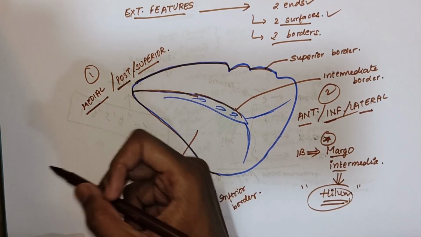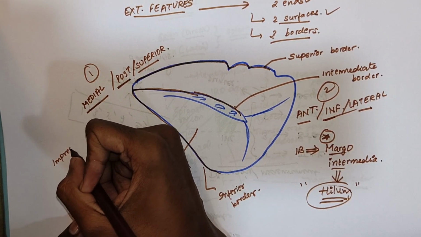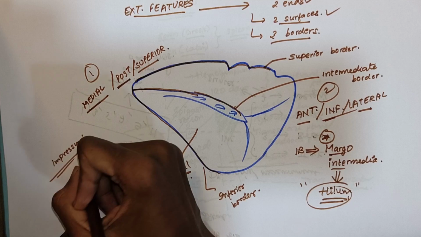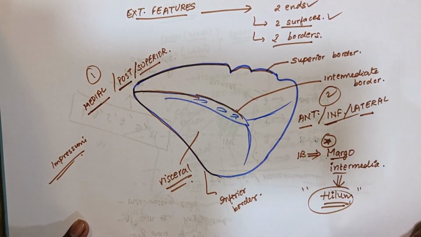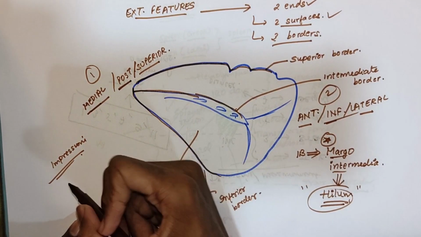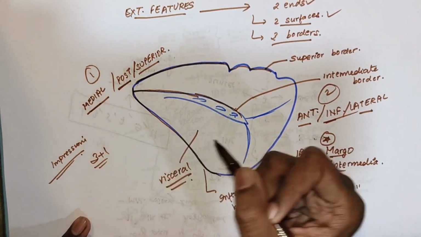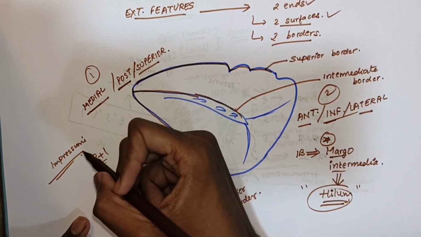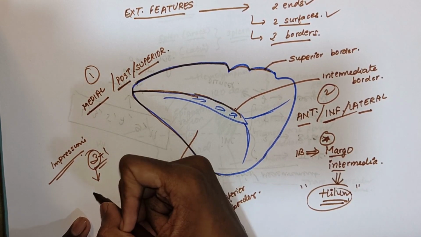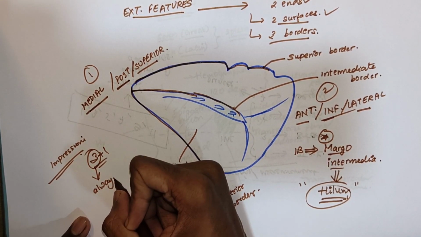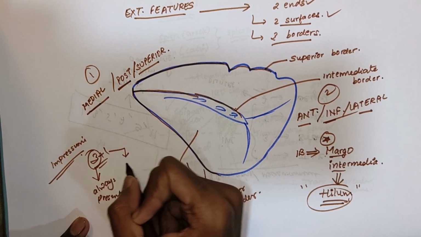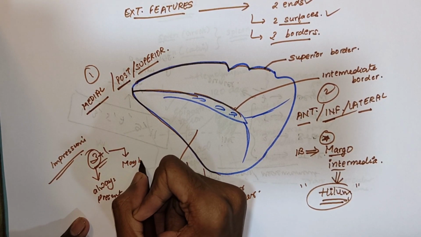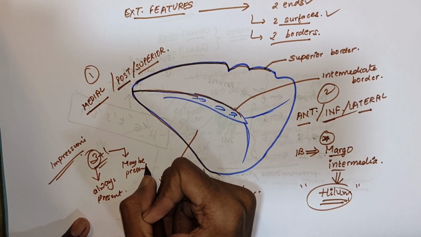Now let's talk about some impressions. We are done with the surfaces and borders now. So let's talk about some impressions. Now the spleen basically has 3 plus 1 impressions. Why did I write it like that? Because 3 impressions are always present. Now 1 impression may or may not be present.